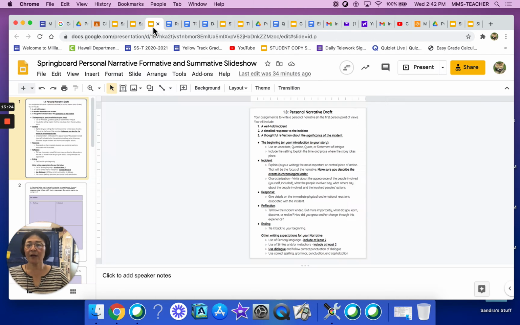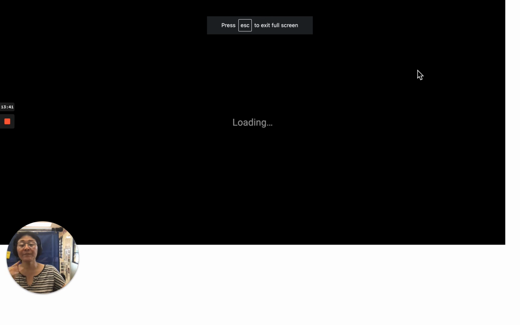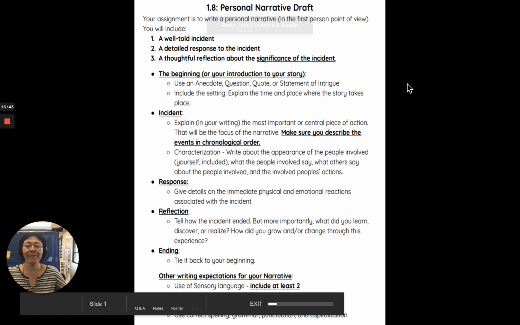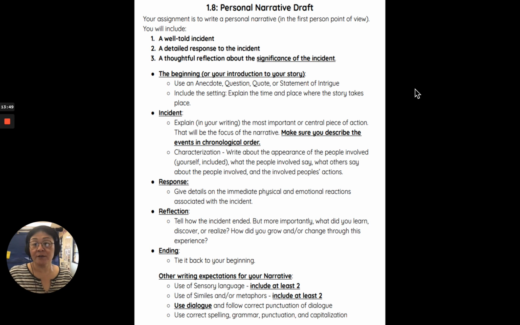What you have now in your Google class is the Springboard Personal Narrative, Formative, and Summative slideshow. So I'm going to be going over this with you today. So let me, I'll present it. Okay, so the first page of the slideshow basically are the directions.